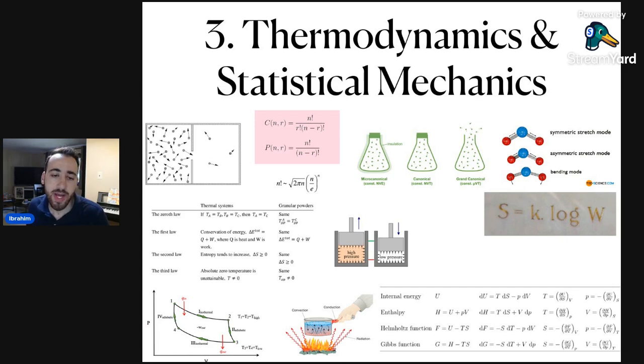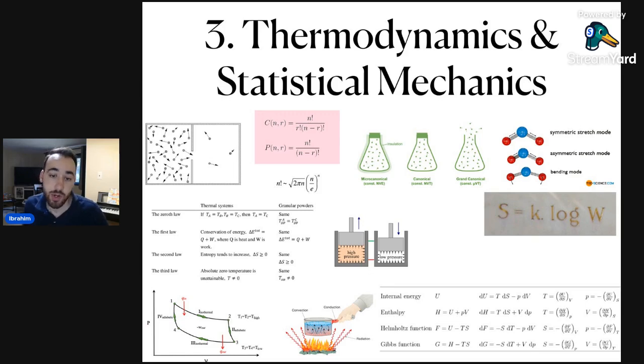You also learn about heat transfer, convection, how if I bring 2 objects that are different temperatures and I put them next to each other, what happens to their temperatures over time. And of course, you need to know the state functions to be able to do all of these calculations.